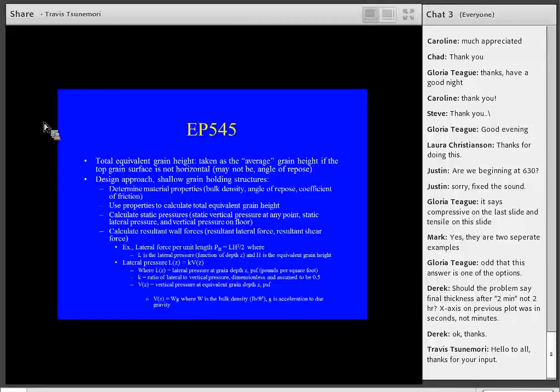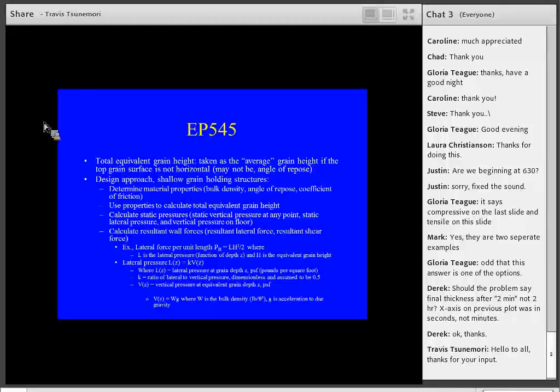Okay, we would then use the properties to calculate the total equivalent grain height. How high is that grain? And then what are the static pressures? What is the pressure at a particular point? And what are the static lateral pressures? And of course, vertical pressure on the floor. We've got to make sure that that concrete is strong enough to hold this load that's being applied to it. So the concrete needs to be strong enough, and the walls need to be strong enough to handle this load that's being applied. We then calculate the resultant forces, and here is the definition.